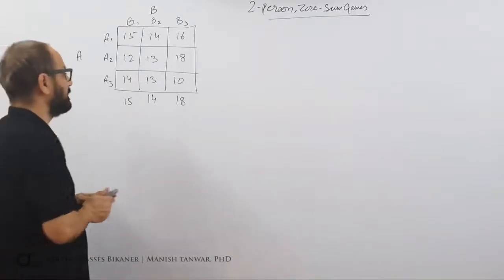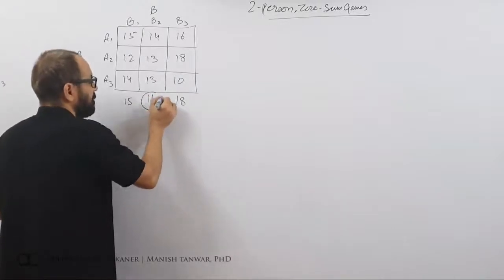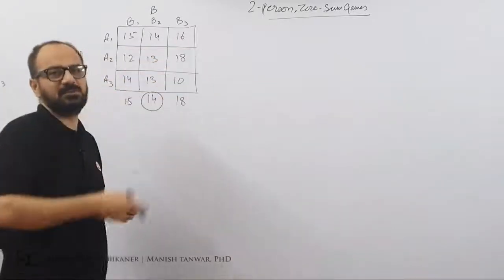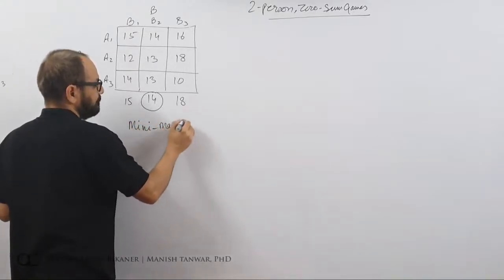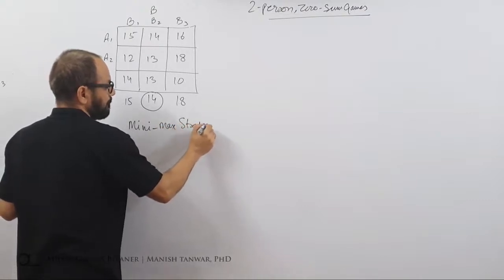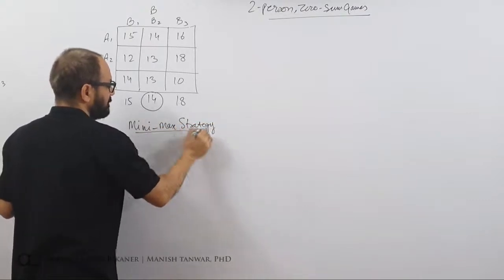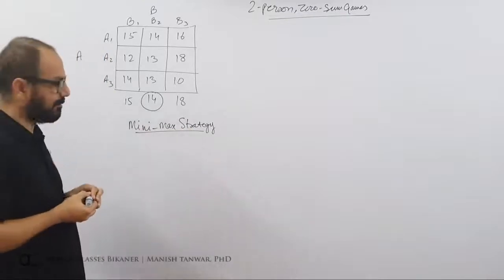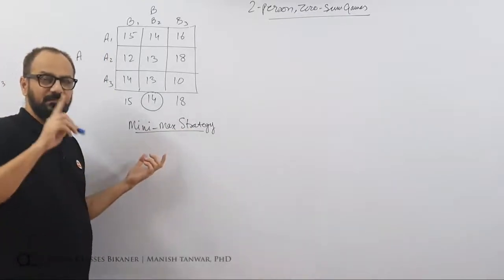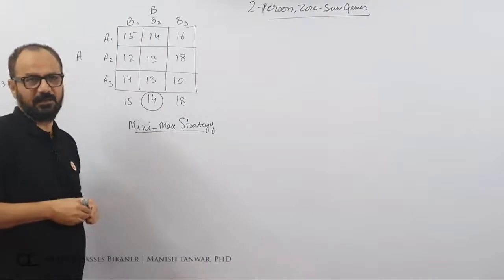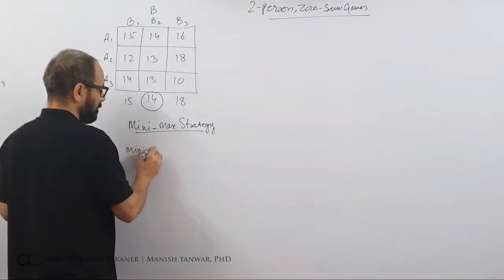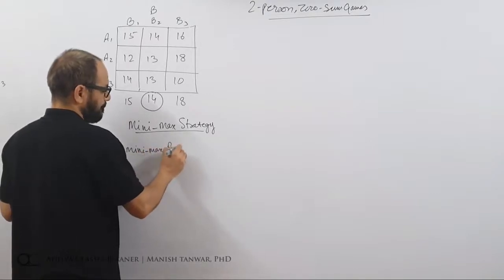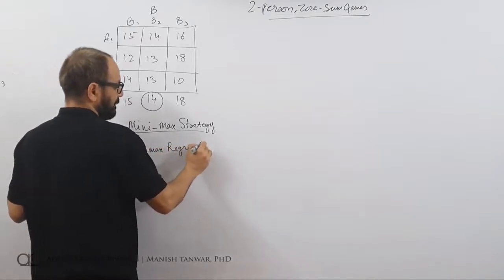Is it not logical that I try to ensure that I get the minimum of all these possible losses? This strategy is called minimax. Remember where we have studied minimax? We studied minimax in decision making. When we studied this in decision making, remember what we called it? We called it the minimax regret criterion.